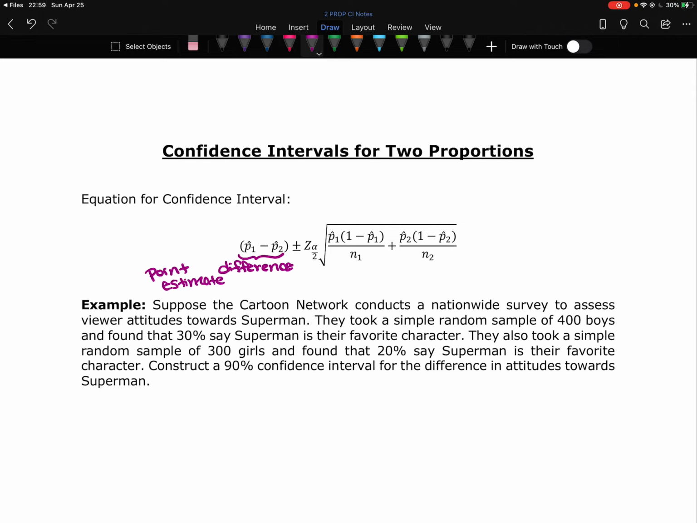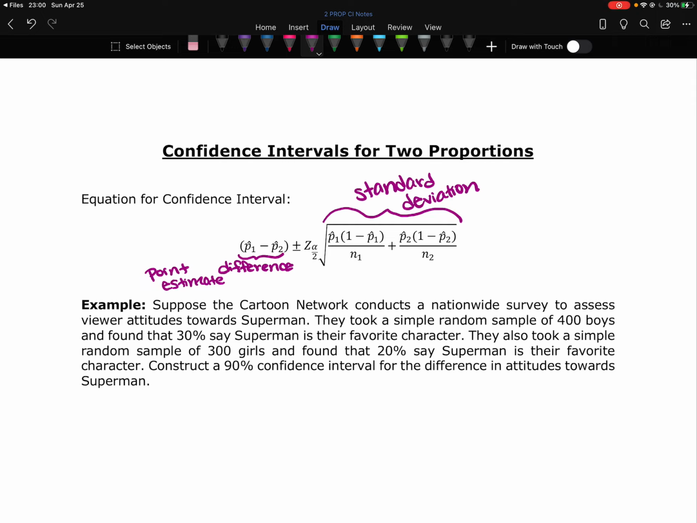Then we have plus or minus our z alpha over 2, times this lovely standard deviation formula that I am not expecting you to do by hand. We, again, are going to let Excel do all of this work for us. It is mainly the interpretation that I am going to be looking at to see if you understand.